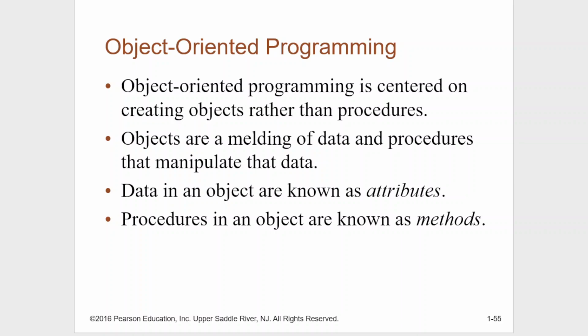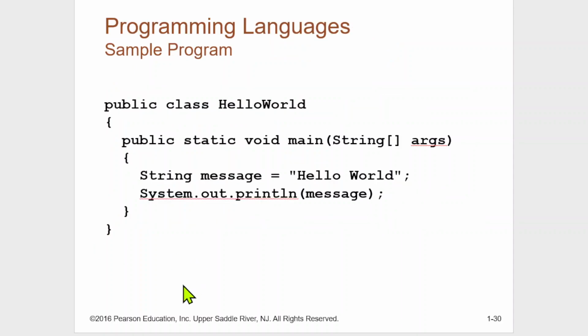But from having no programming experience, it's almost impossible to try to explain object-oriented programming. The data in the objects are known as attributes, and the procedures in the objects are known as methods. And not that this will mean much to you, but if you want to go up here and look at the little snippet of code we had here, this is an object.